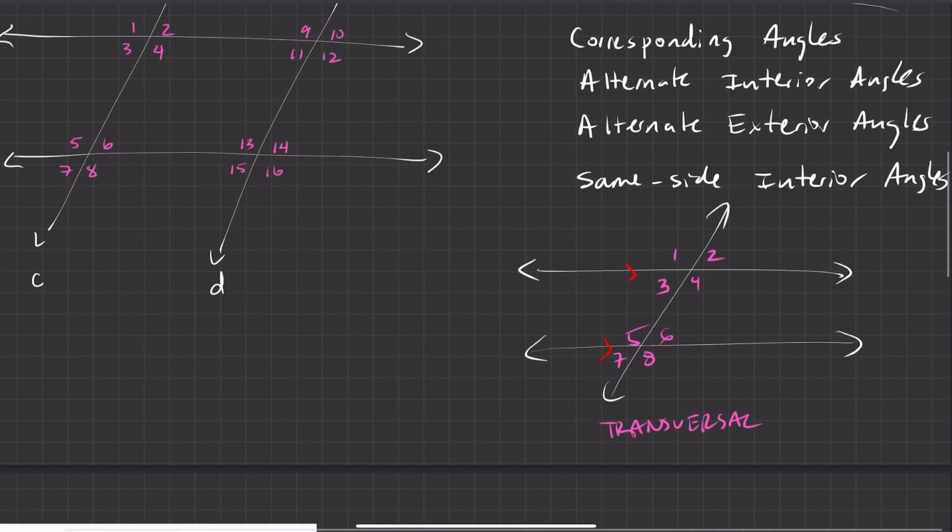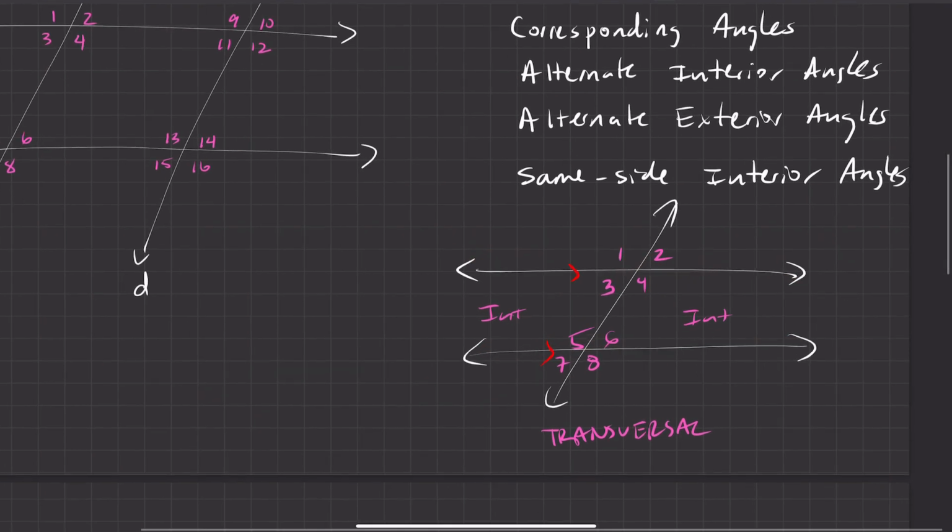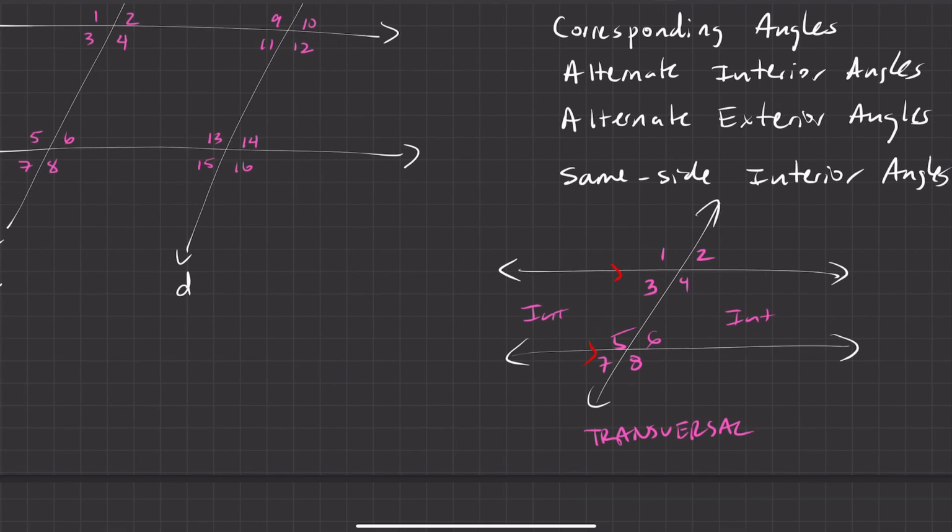Examples of alternate interior angles would be 3 and 6, because they are on opposite sides of the transversal, and they are also on the inside. So this is interior, this is interior. These are interior angles, and 3 and 6 are opposite to each other. So alternate interior angles. If I were to look at 4 and 5, these are alternate because they are on opposite sides of the transversal, and they're both on the inside of the parallel lines as well. So alternate interior angles.